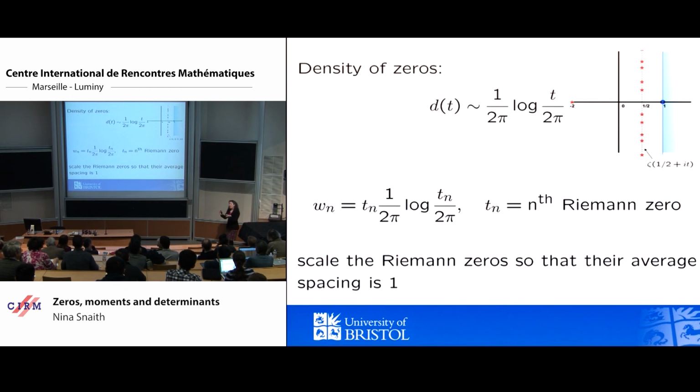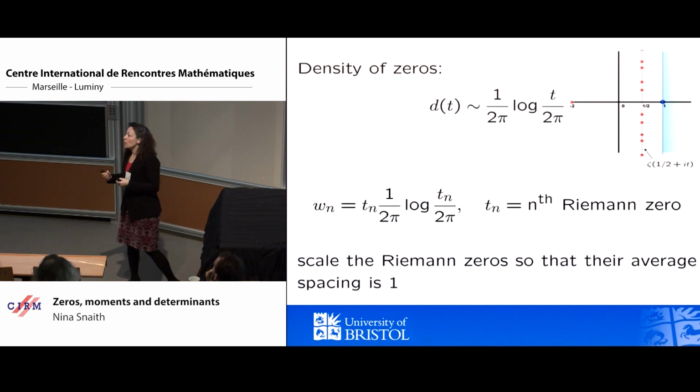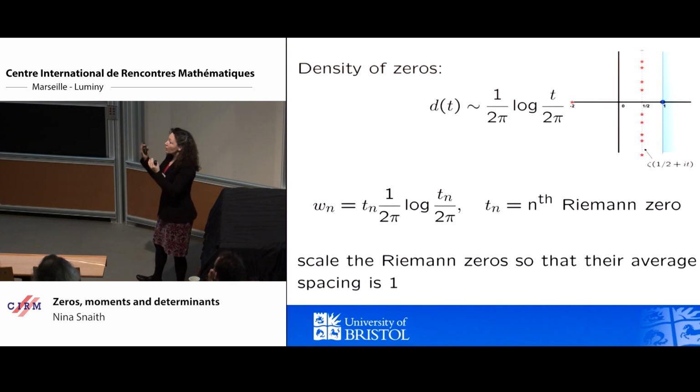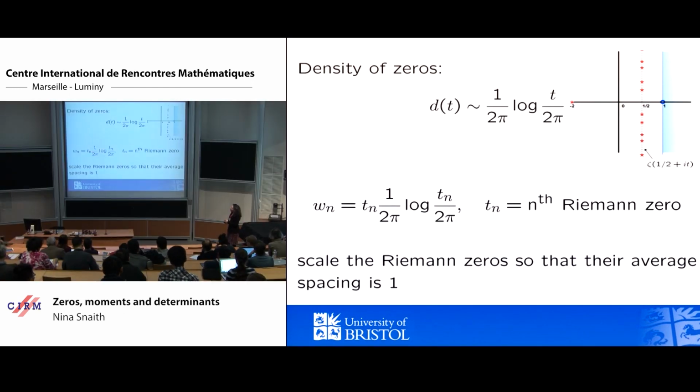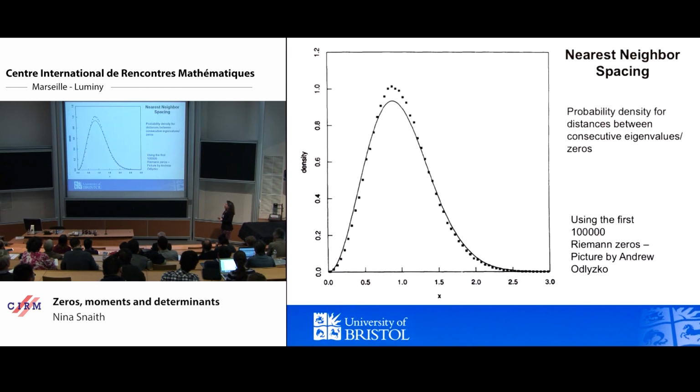If we want to compare these two sets of points, the distribution of the eigenvalues of the random matrices with the zeros of the zeta function, then we want to scale so that the unit spacing in both cases is equal to 1, and then we can compare the distribution of these sets of points. So if we scale the Riemann zeros, we multiply by the density near that zero, and we get a new set of points w_n, which are now scaled to have unit mean spacing. If we scale the eigenvalues and the zeros to have unit mean spacing, then we can start to compare statistics.